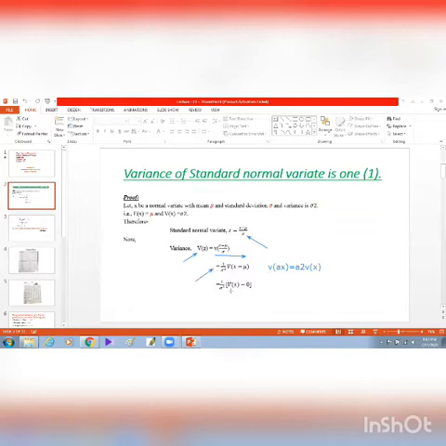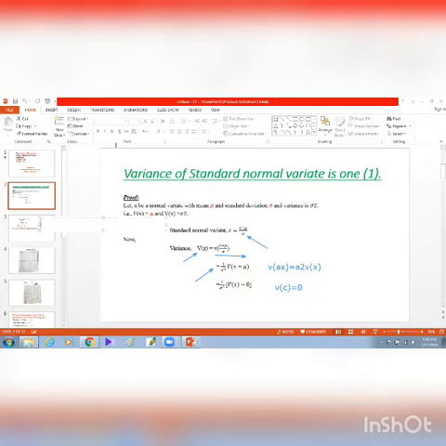Now 1 divided by sigma square variance of x minus variance of mu, and there is another property of variance which is variance of a constant equals 0. Variance of any constant is equal to 0. So using these two properties, we can write variance of z equals 1 divided by sigma square variance of x minus 0.